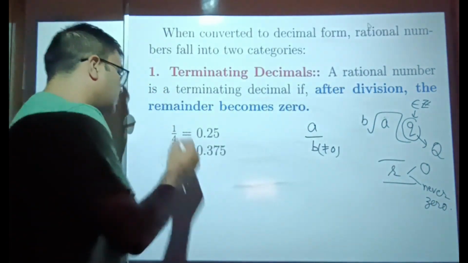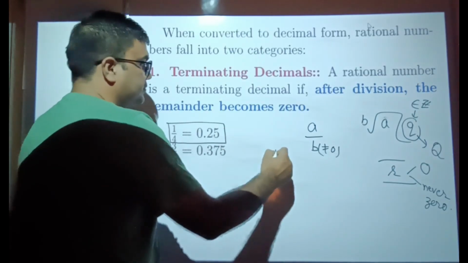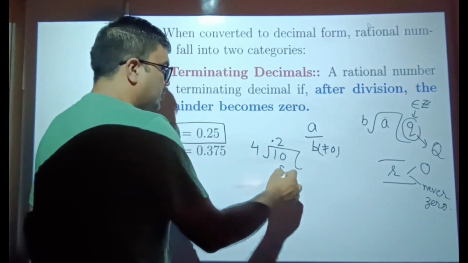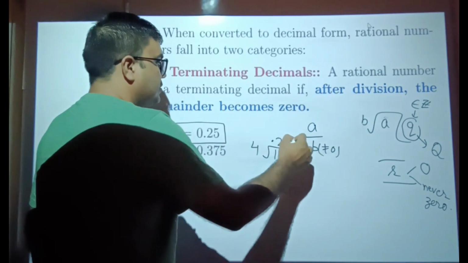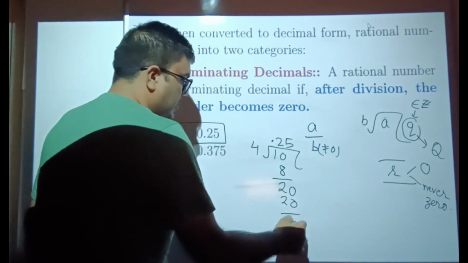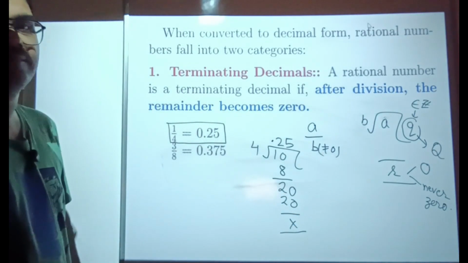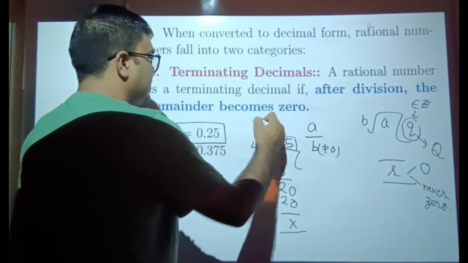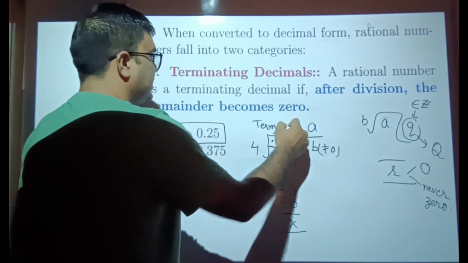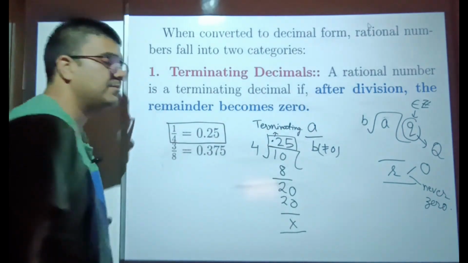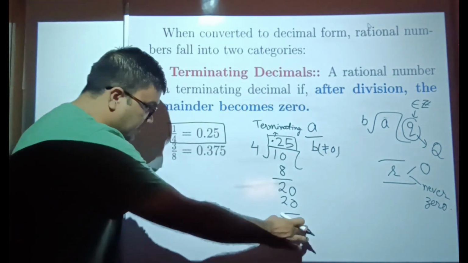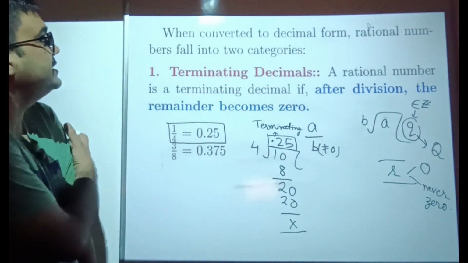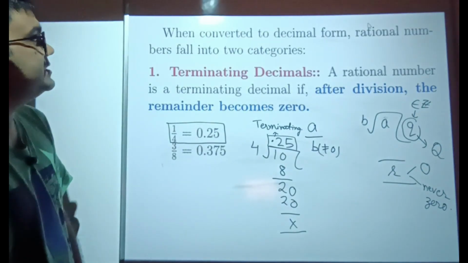R will be 0 means, suppose I am talking about the case 1 by 4. When I divide this, I get 0, 2, 8, 2, 0, then 5, 2, 0, and the remainder is 0. So what kind of decimal representation is this? This is a terminating decimal representation. That is, the remainder becomes 0 after a finite number of steps. So this kind of representation is called the terminating decimal representation.